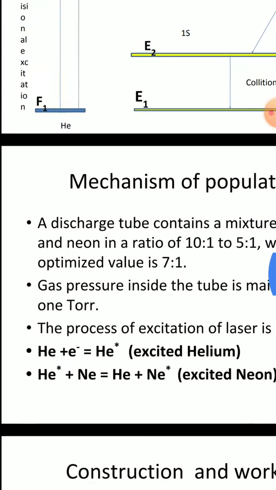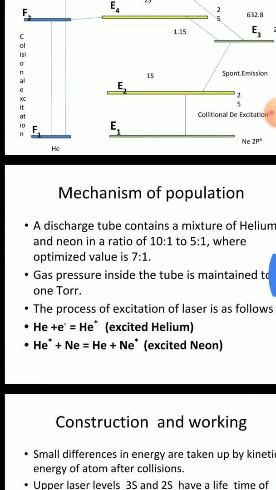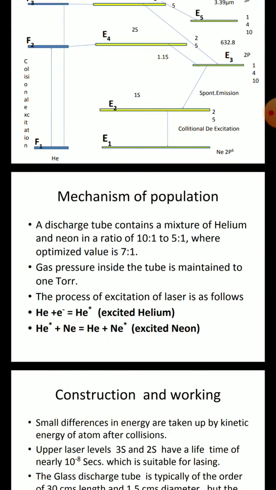This is the mechanism of population. You can see here that a discharge tube, which is made up of glass, contains a mixture of helium and neon gases in a ratio of 10:1 to 5:1, where the optimized value is 7:1. The gas pressure inside the tube is maintained at 1 torr.